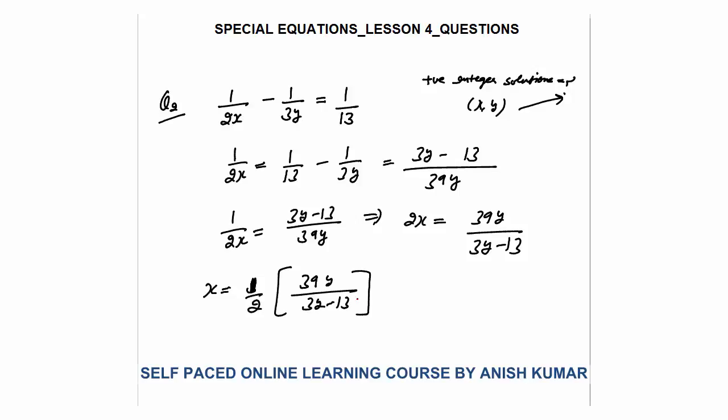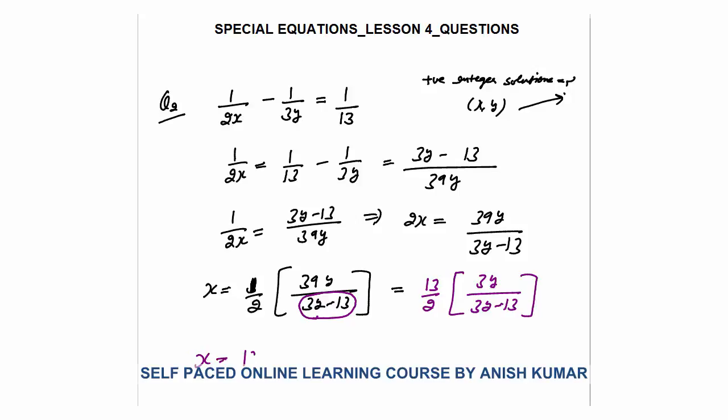Now this is important, how to solve it further. Whatever there is in the denominator, this 3y minus 13, I will make that number in the numerator. So how will I do it? First I will take 13 common. So can I say this is 13 by 2, and 3y is left, 3y by 3y minus 13. This is a very important task, how to simplify.